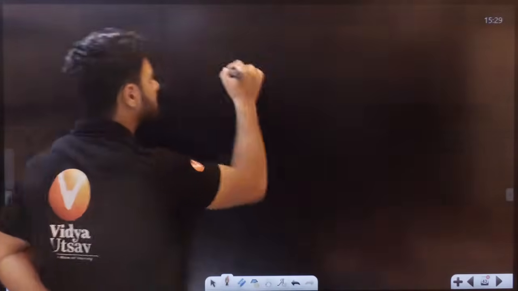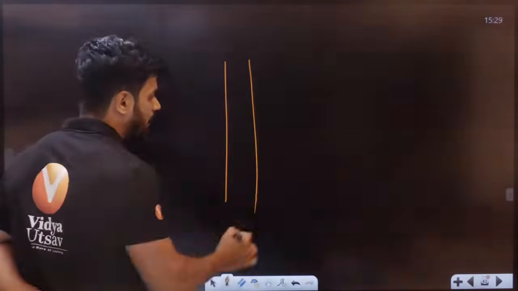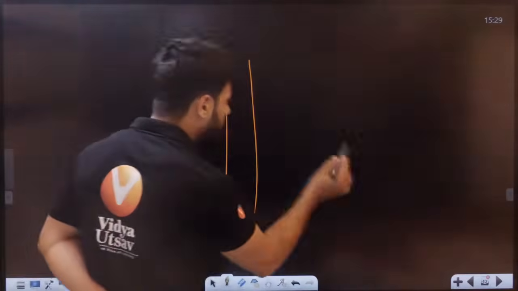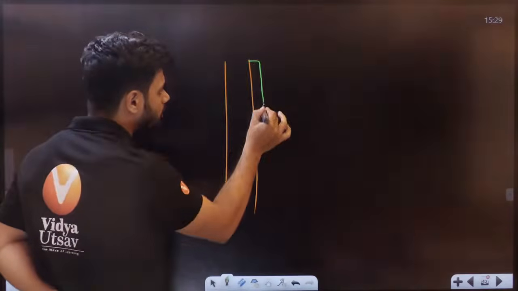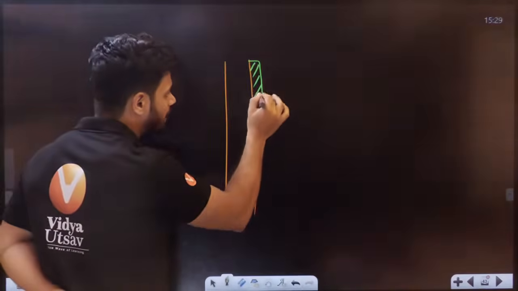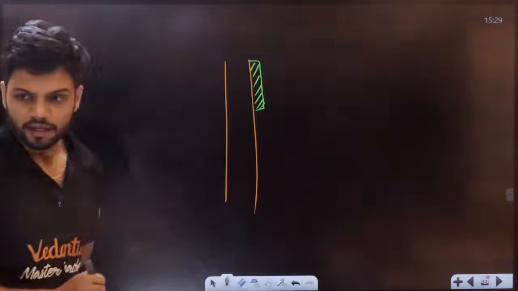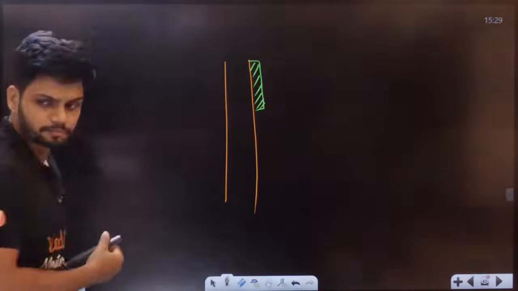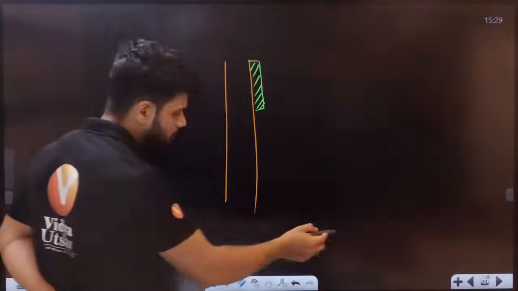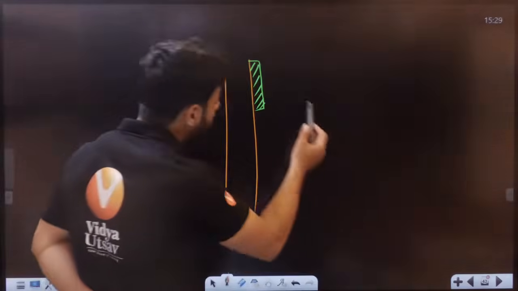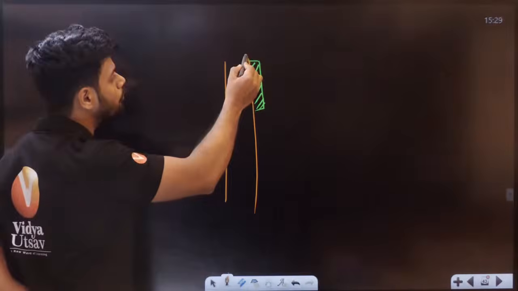Let me explain one more time with one more example. Let's say this is a plant here and we are placing the auxin block on this side. Now what will happen? Very simple, students. This side will start to grow more and more.